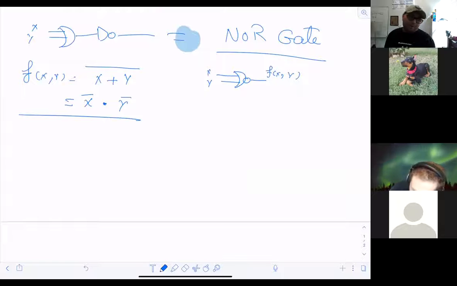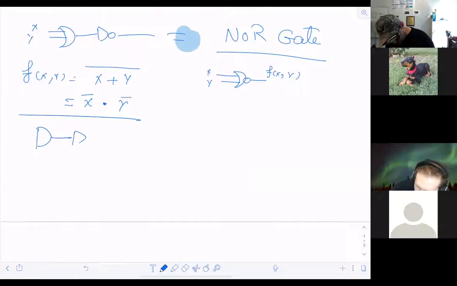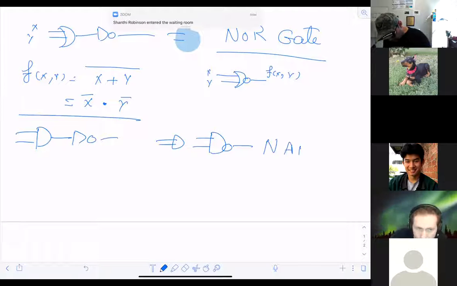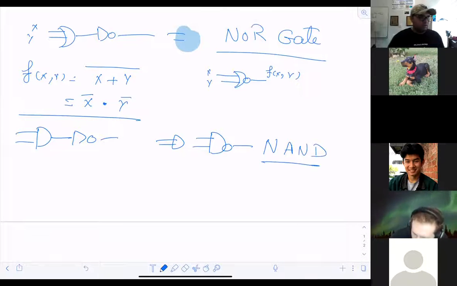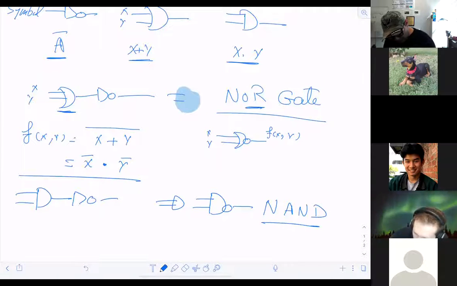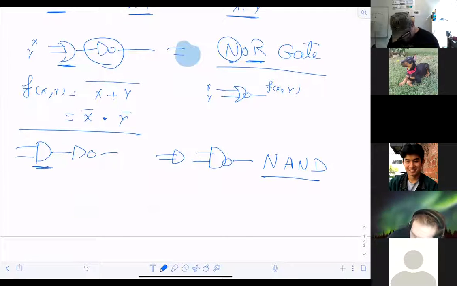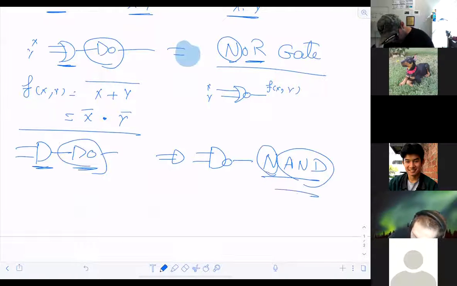What about if AND is followed by a NOT gate? It will be what? NAND gate. So AND followed by NOT gate is equivalent to something called NAND, where N represents the NOT, and then the name of the gate, AND, so it's NAND. So we have NAND gates. Likewise OR and the NOT make it N, so it's called NOR. AND followed by NOT, so the AND here and the NOT there, that's going to be called NAND.